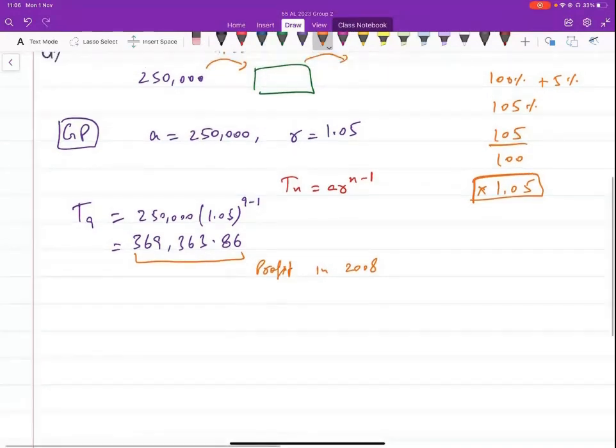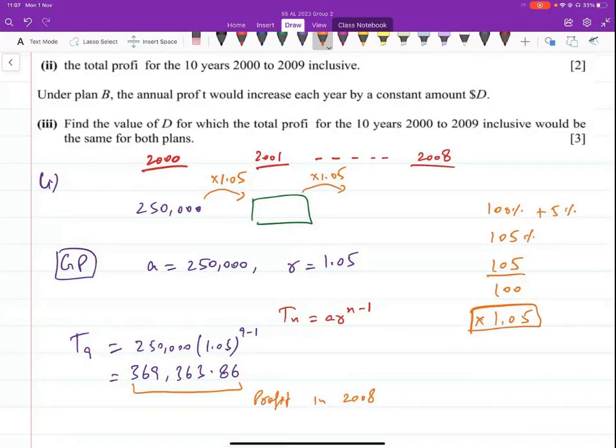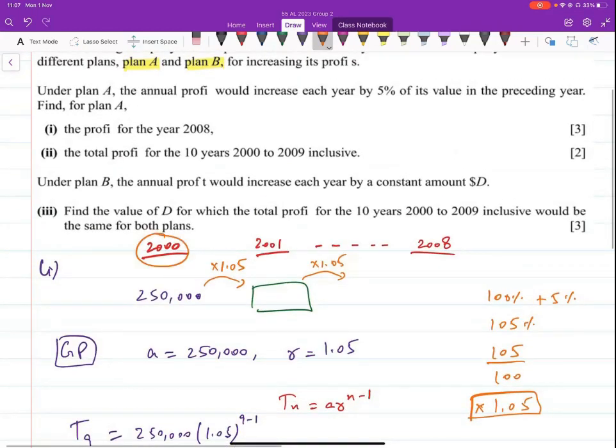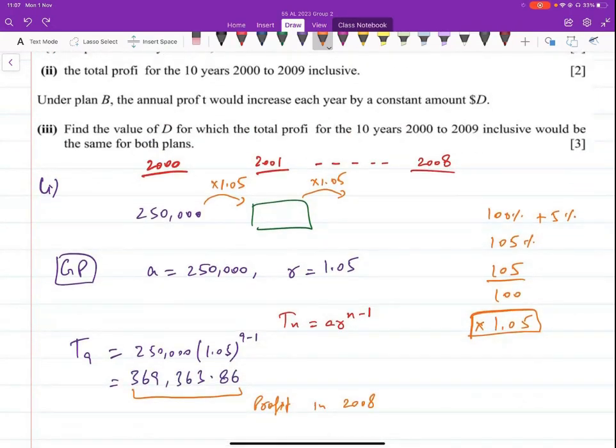Okay. Now the second part says find the total profit for the 10 years from 2000 to 2009. हम start कहाँ से कर रहे थे? We were starting from 2000, तो वहीं से start करना है until 2009. That's 10 years. उन सब का total profit निकालना है. What do we do for this?